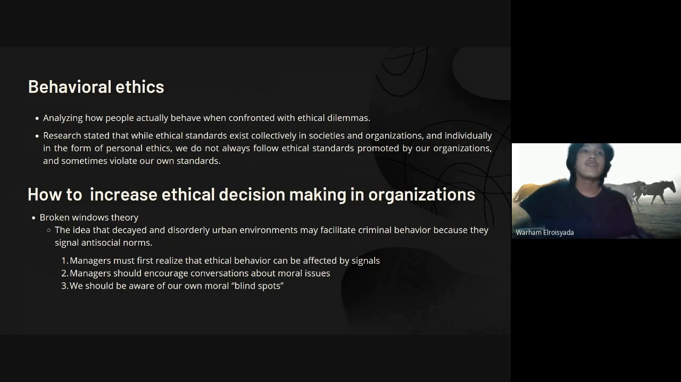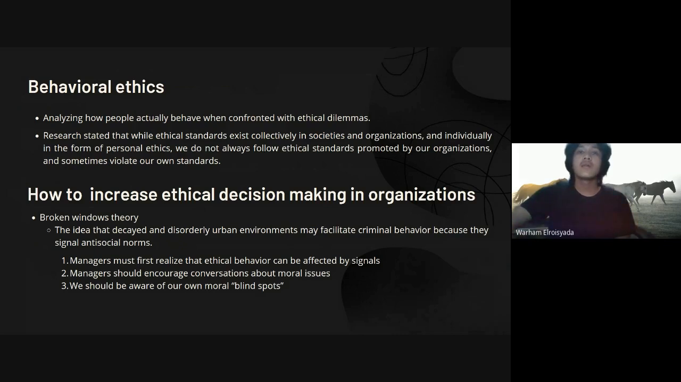So we have behavioral ethics. Behavioral ethics basically analyzes how people actually behave when confronted with ethical dilemmas. And research stated that while ethical standards exist collectively in societies and organizations, and individually in the form of personal ethics, we do not always follow ethical standards promoted by our organization and sometimes violate our own standards. And this is how to increase ethical decision making in programs.